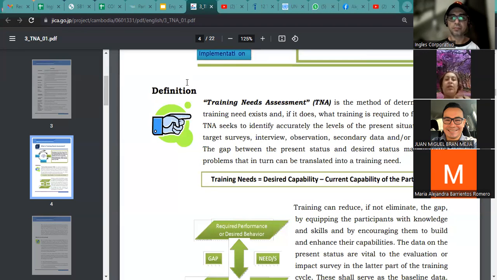Definition. Training needs assessment, TNA, is the method of determining if a training need exists and, if it does, what training is required to fill the gap. TNA seeks to identify accurately the levels of the present situation in the target, through surveys, interviews, observation, secondary data, and or workshop. The gap between the present status and desired status may indicate problems that in turn can be translated into a training need. Training need equals desired capability minus current capability of the participants.